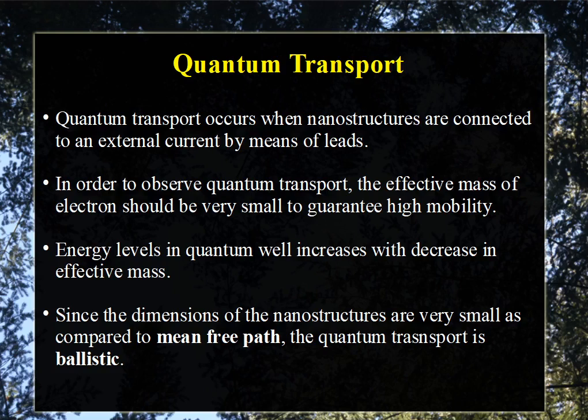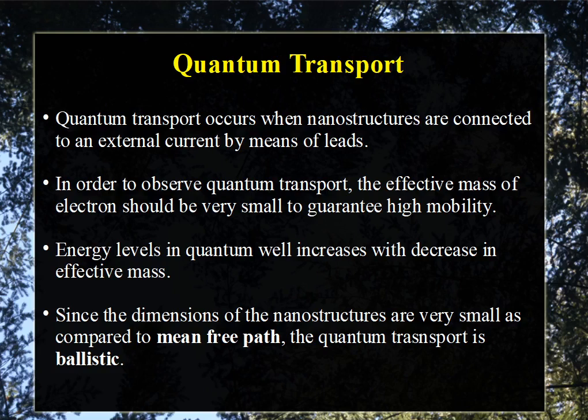Then if the dimensions of the nanostructures are very small, that means take a nanowire. If the length of the wire is less than the mean free path, then the collision will be minimum. So scattering will be very less. Theoretically there will not be any scattering.